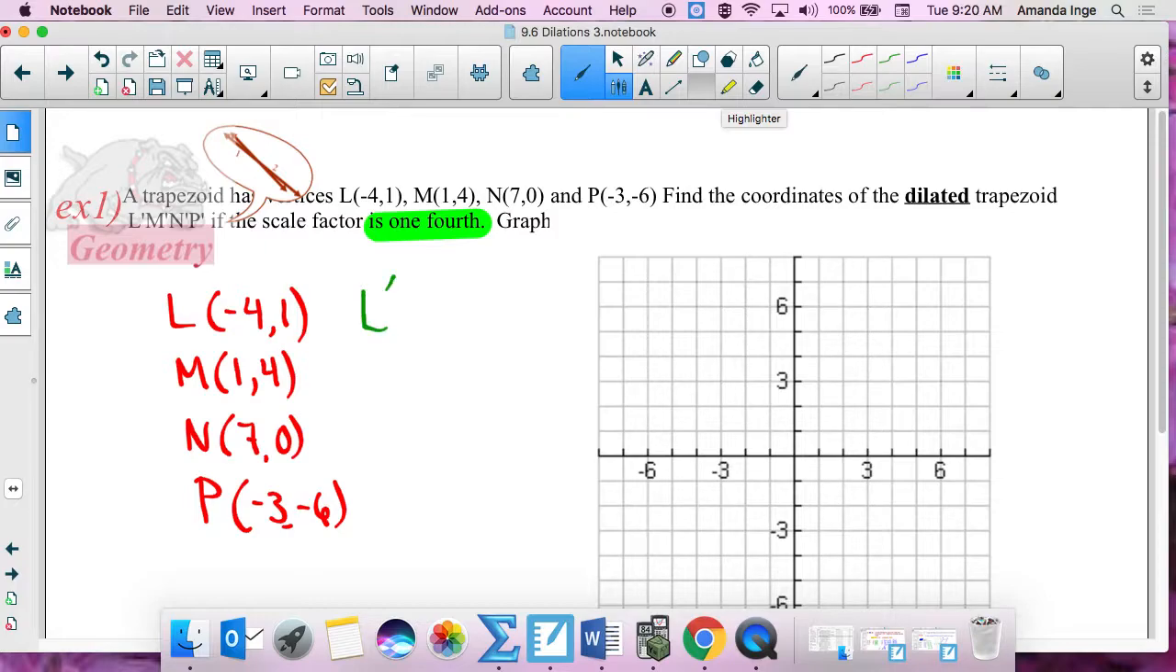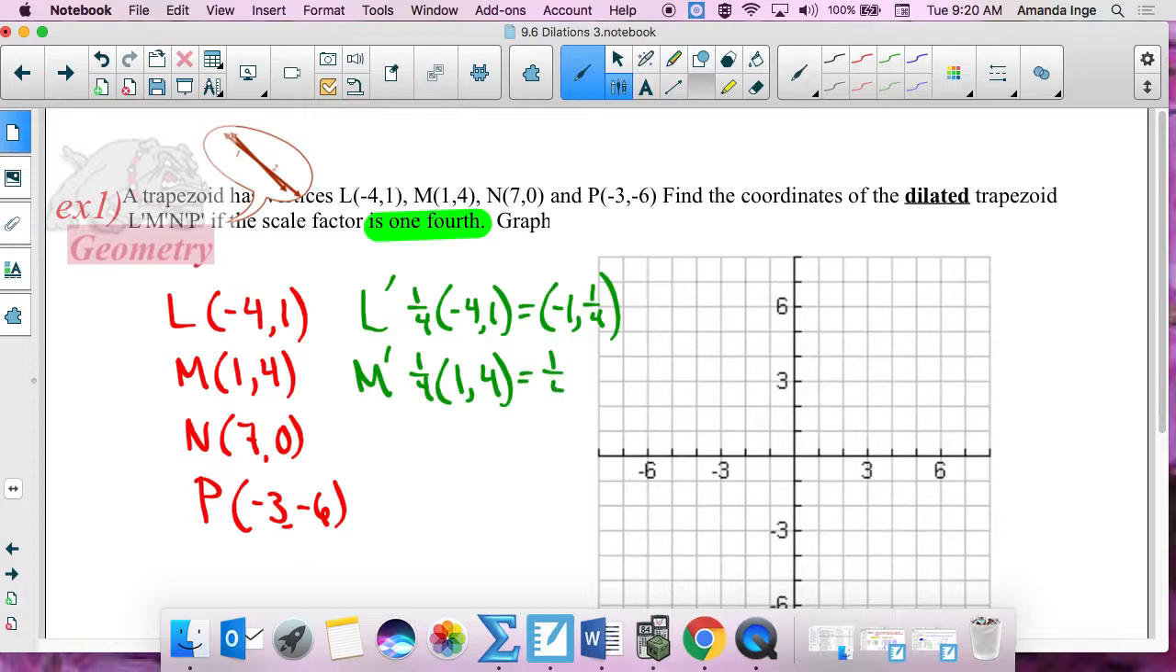So 1/4 of (-4, 1) is equal to (-1, 1/4). Everybody clear about that? That's easy, right? And then M would be 1/4 times (1, 4), so we get (1/4, 1). N would give us 1/4 times (7, 0), so that gives us (7/4, 0).